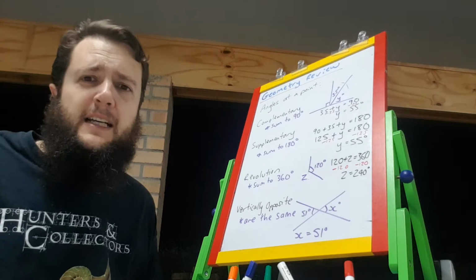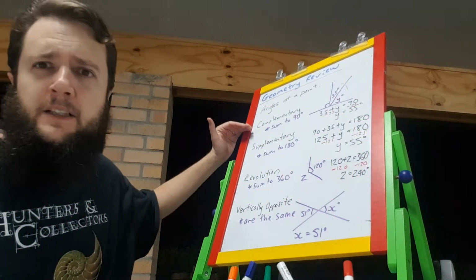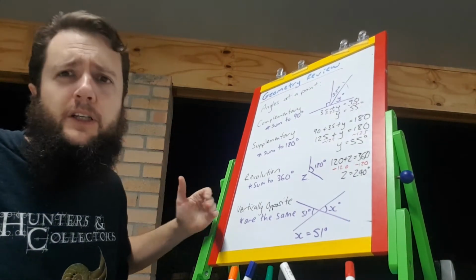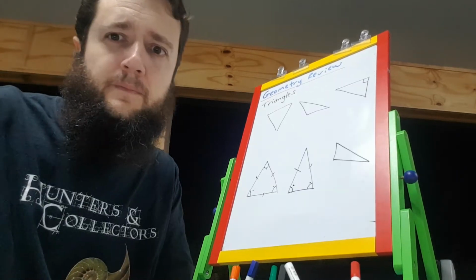All right, so that's the very first part of our content, which is angles at a point. Complementary angles add to 90, supplementary to 180, revolutionary to 360, and vertically opposite angles are equal. I'm going to pause for a sec and then start the next content.